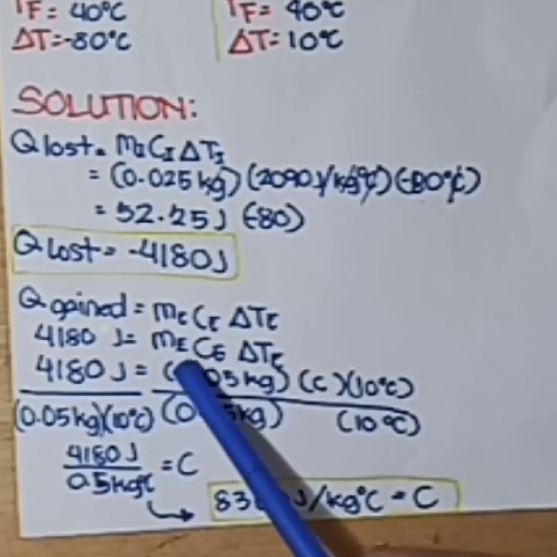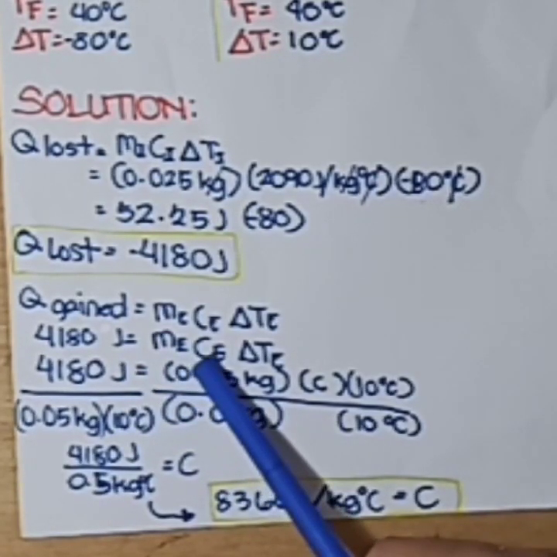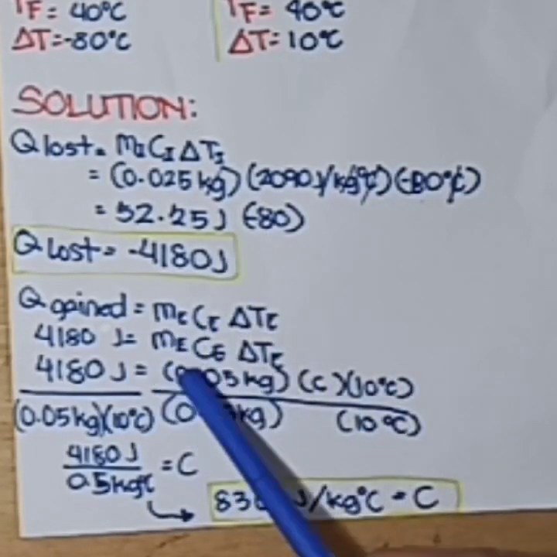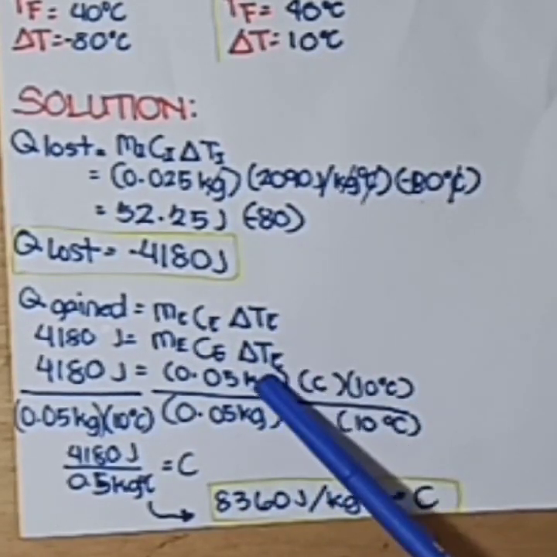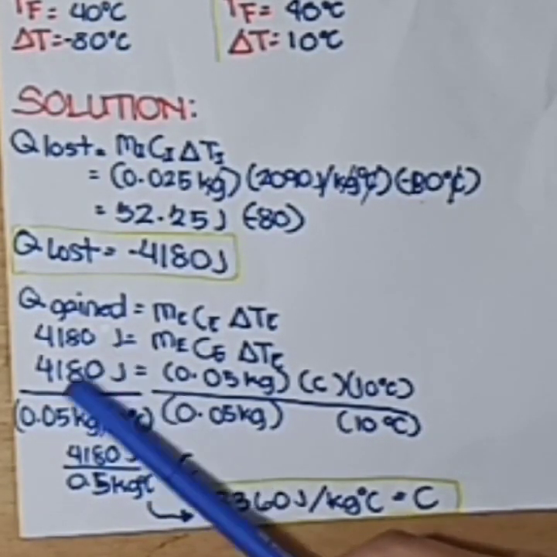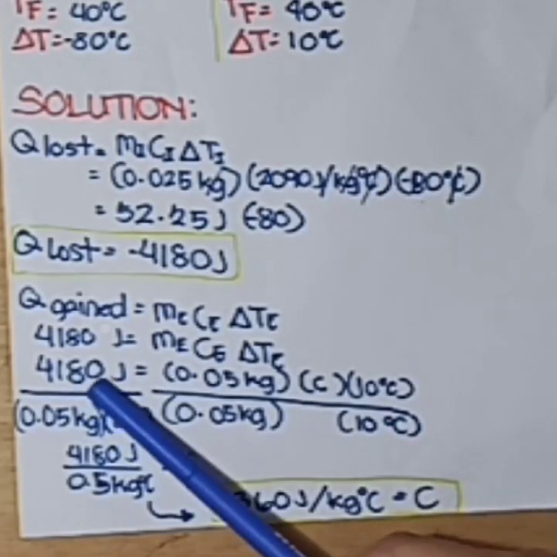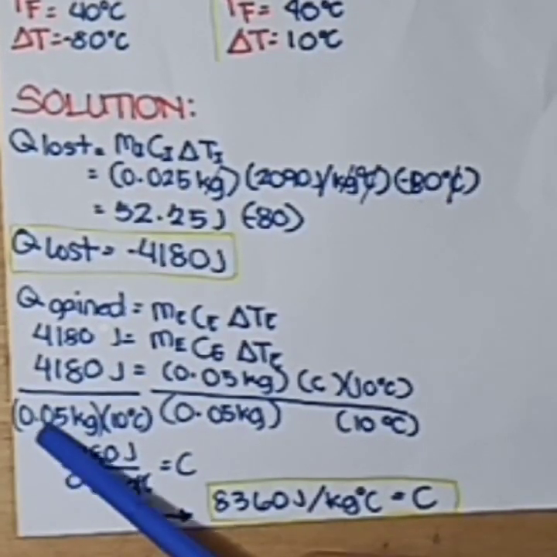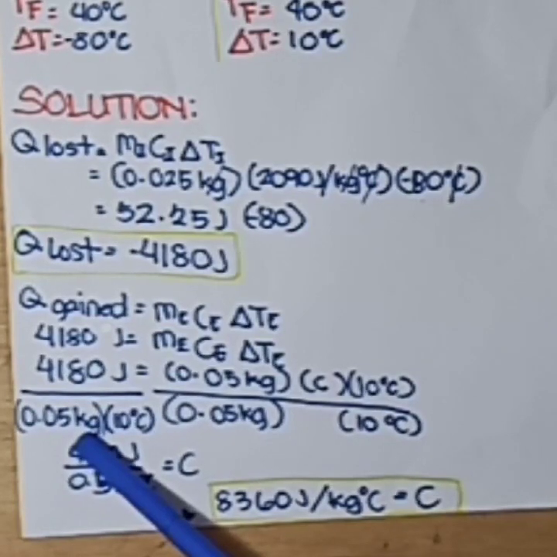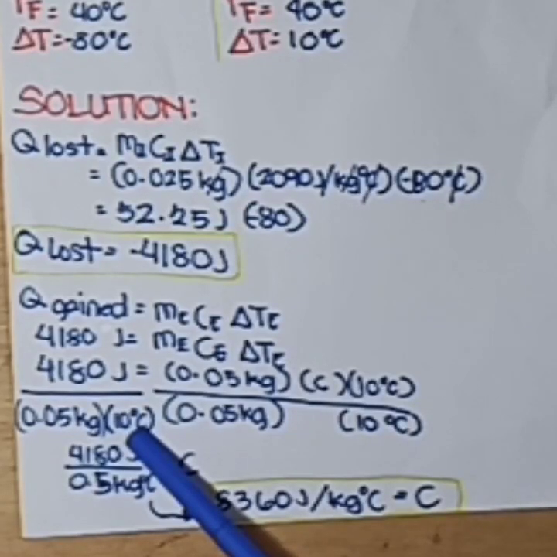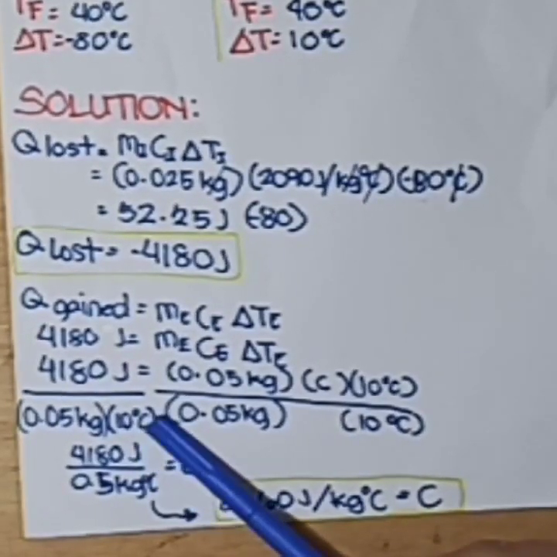And it is equal to mass of coffee times specific heat of the coffee and times the change in temperature of the coffee. So next we're going to write here the 4,180 joules over the 0.05 kilograms, which is the mass, times the change in temperature, the 10 degrees Celsius.